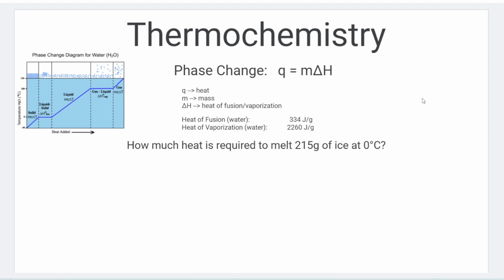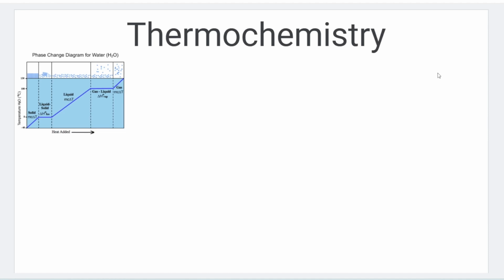How much heat is required to melt 215 grams of ice at 0 degrees Celsius? Well, since we are at the freezing point and we need to melt the ice to water, we will use the phase change equation. We will use Q equals m delta H to solve for Q, the heat. We can plug in the mass of the ice and the heat of fusion for water in order to solve for Q. And we get 71.81 kilojoules. So we use Q equals m delta H for a phase change.